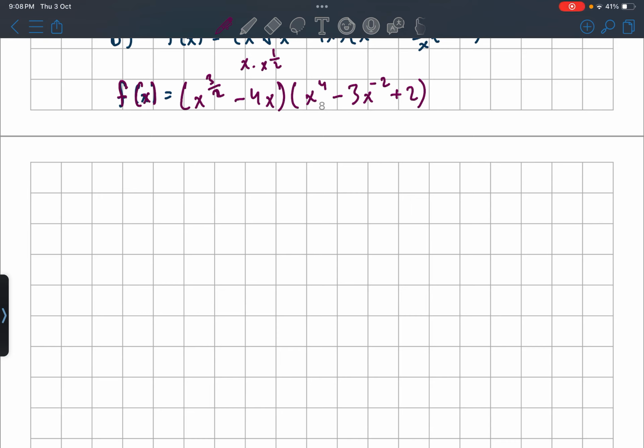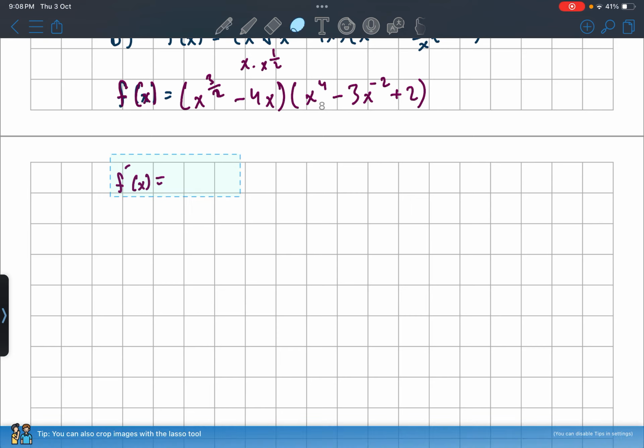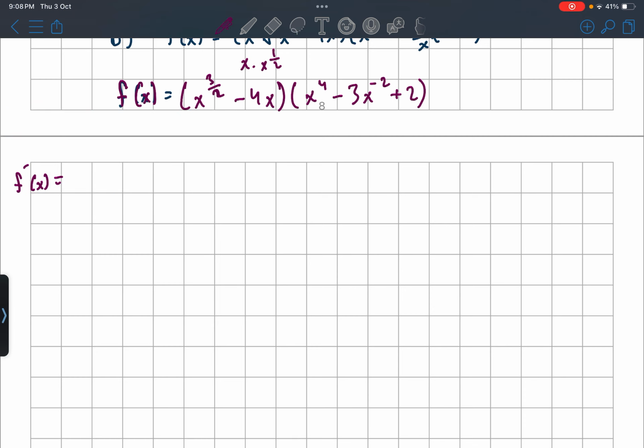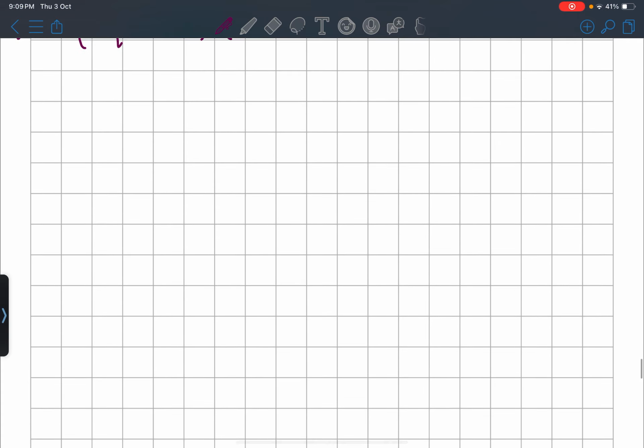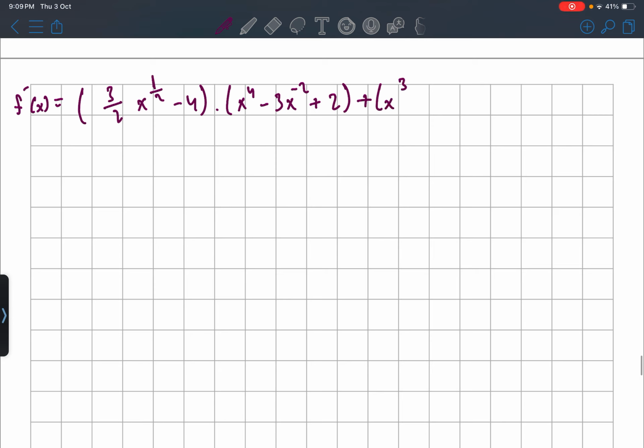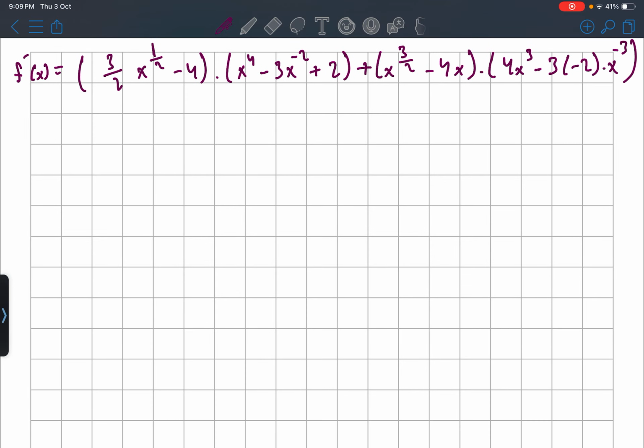Okay, so next you will get the derivative of f(x). It will be 3 over 2 x power of 1 over 2 minus 4 times g(x), which is x power of 4 minus 3x power of negative 2 plus 2, plus x power of 3 over 2 minus 4x times 4x power of 3 minus 3 times negative 2 times x power of negative 3. And you can simplify it.